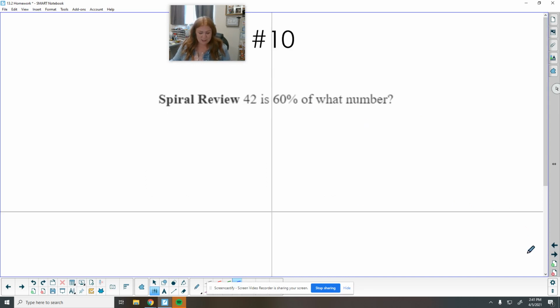Number 10 wants to know the percent. 42 is 60% of what? So when we're doing percent, we put our part on the top, total on the bottom. So 42 is 60% of what? So 60 is a part of 100. 60% is always out of 100.